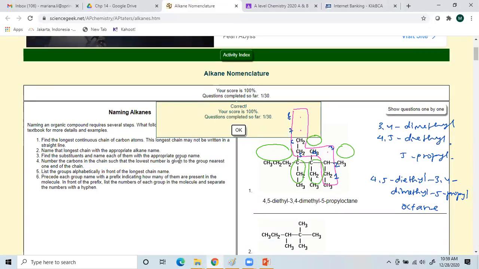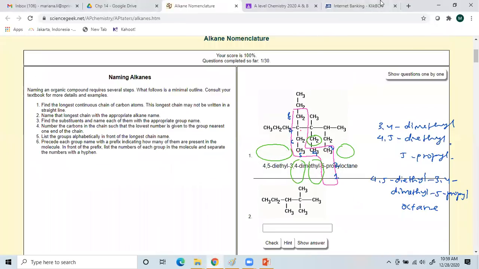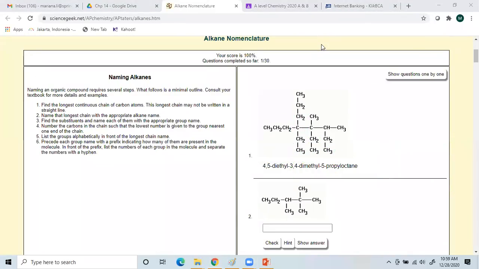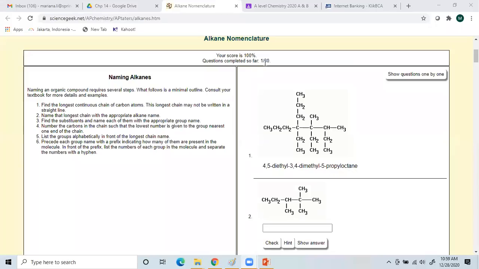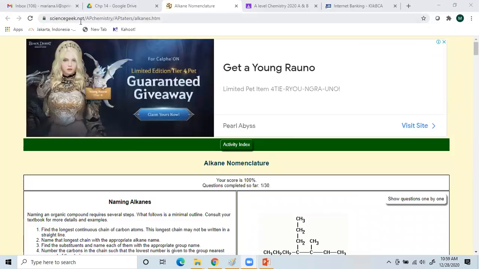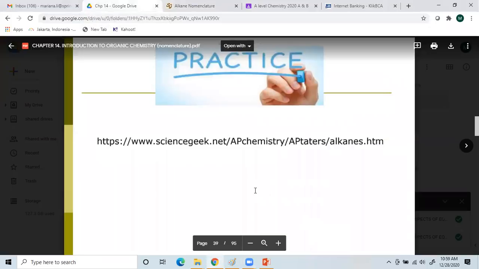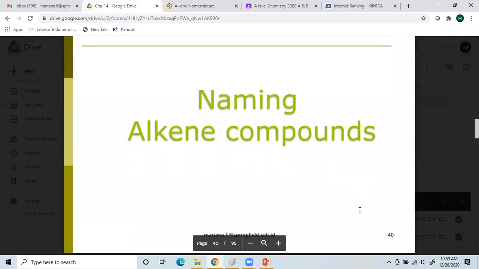Yeah, so this is how we answer this question. Okay, this is a quite challenging question. So I suggest you try to answer this and look at what your score is later on. Okay, once again, the website is sciencegeek.net/epichemistry/epitheters/alkenes.stm. Okay, this is the link. Okay, we are done with alkane.